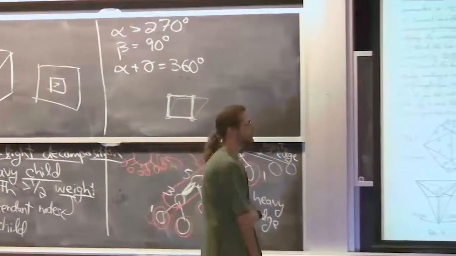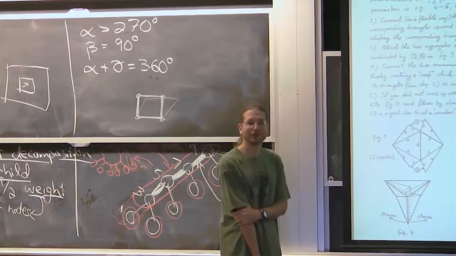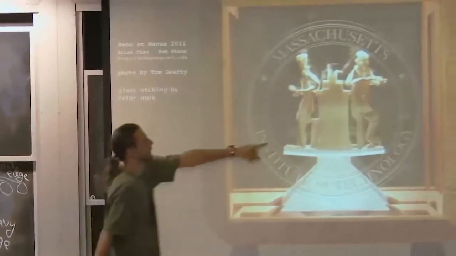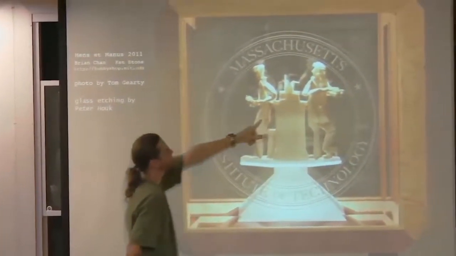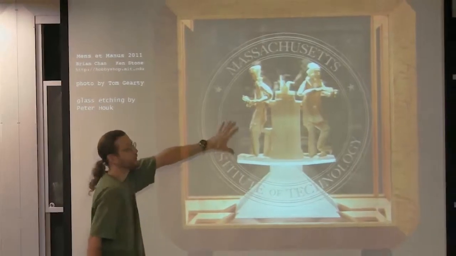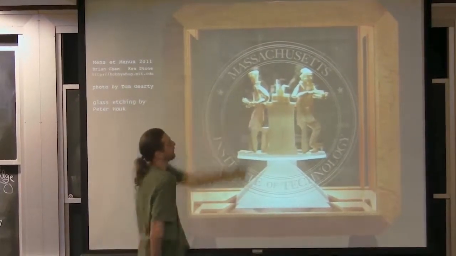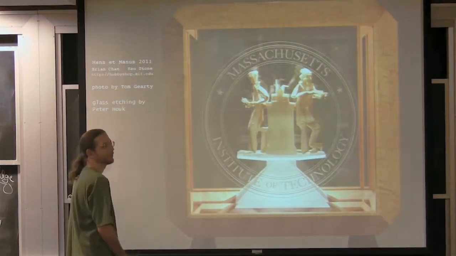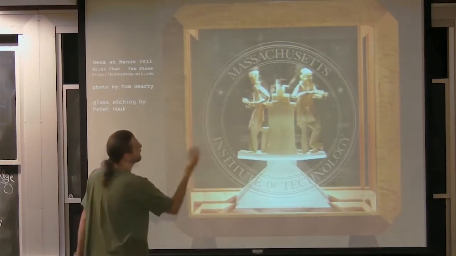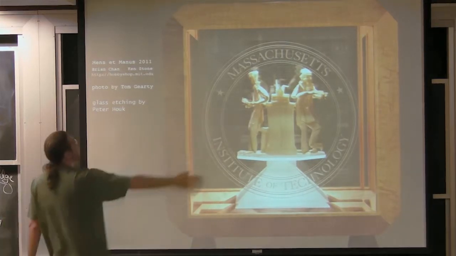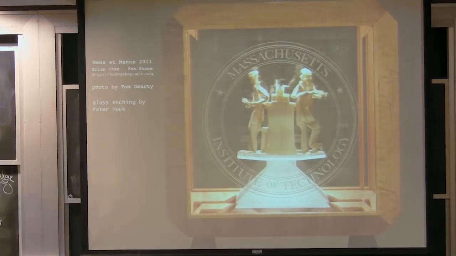All right. Then I have some fun videos to show you. The first one is the making of this origami piece, which I've probably shown a picture of before. It's by Brian Chan. It's one square paper, no cuts, mens et manus, with a little crane instead of what it normally has. Who knows? And then he also made this nice box, and then the glass is etched by Peter Hauk, who runs the glass lab at MIT.